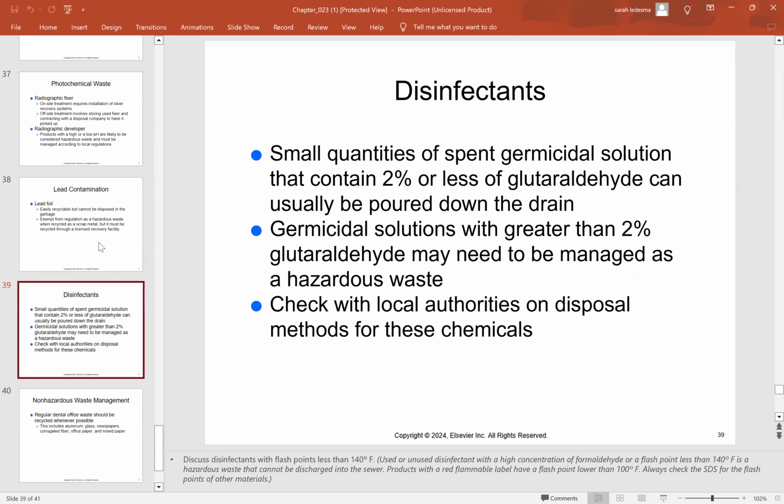Small quantities of spent germicidal solution that contain 2% or less of glutaraldehyde can usually be poured down the drain. Germicidal solutions with greater than 2% may need to be managed as a hazardous waste. You should check with your local authorities on disposal methods for those chemicals.